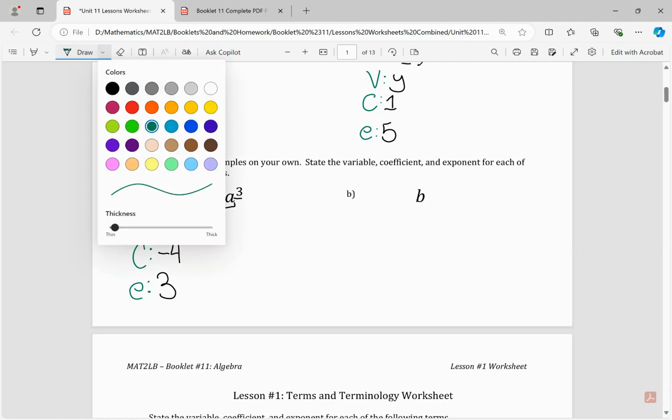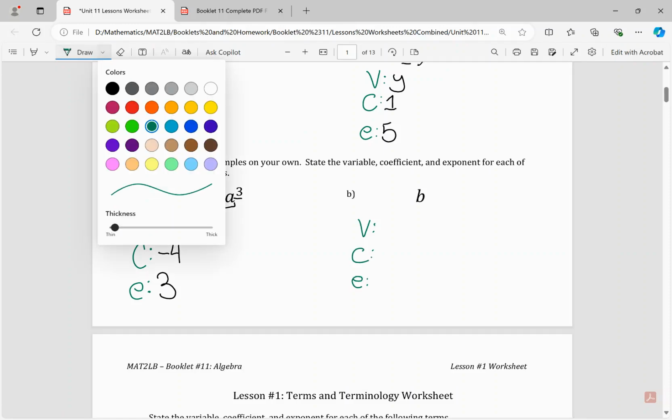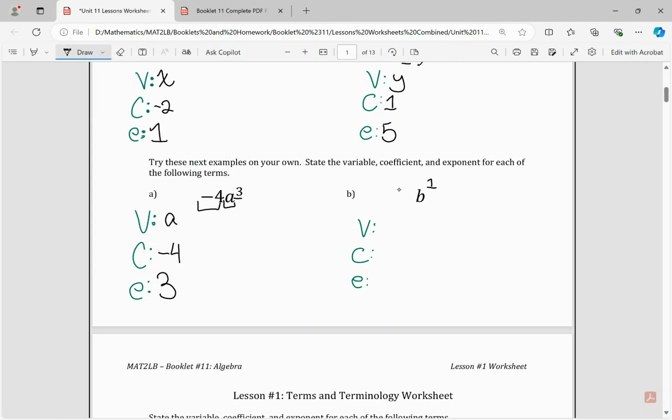In question B, this one's a little bit tricky, but remember your rules for if the coefficient or if the exponent is invisible, right? If you don't see an exponent, that means the exponent is 1. And if you don't see a coefficient, that means the coefficient is 1. So here, the variable is b, the coefficient is 1, and the exponent is also 1.